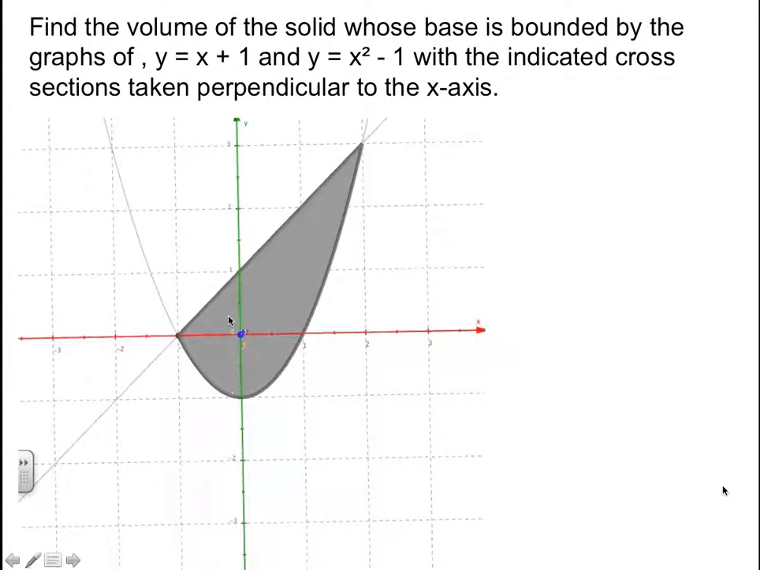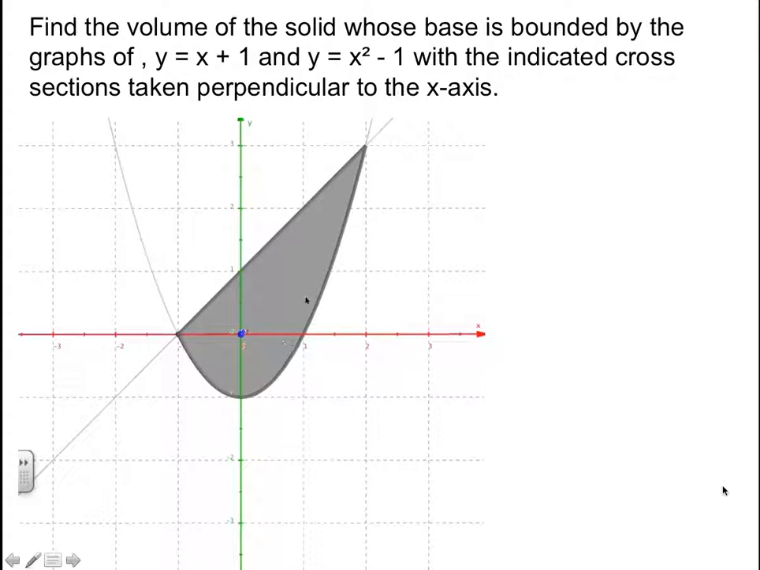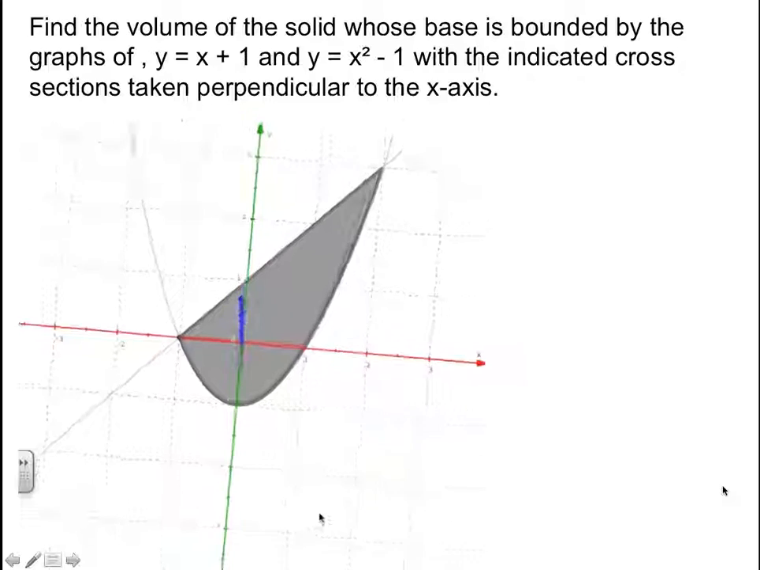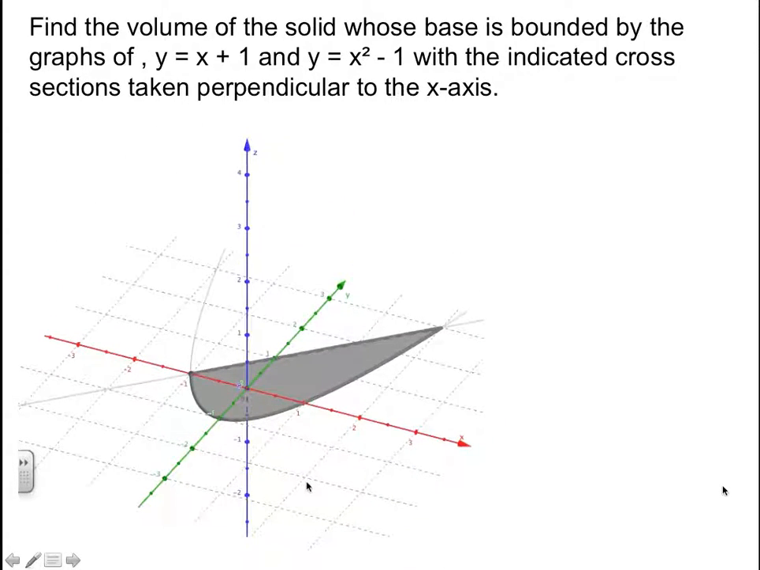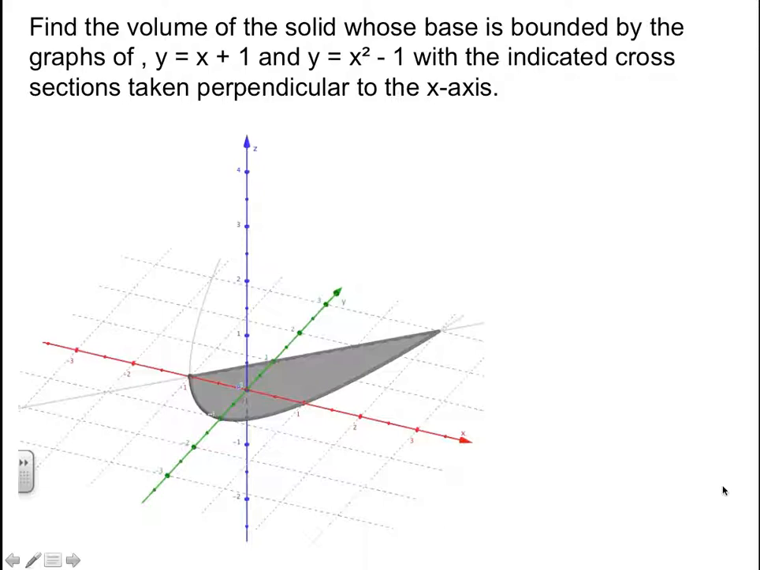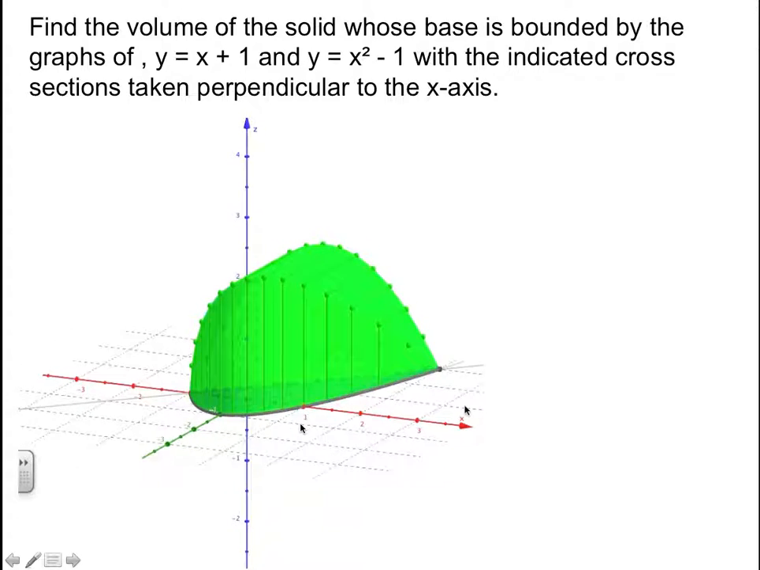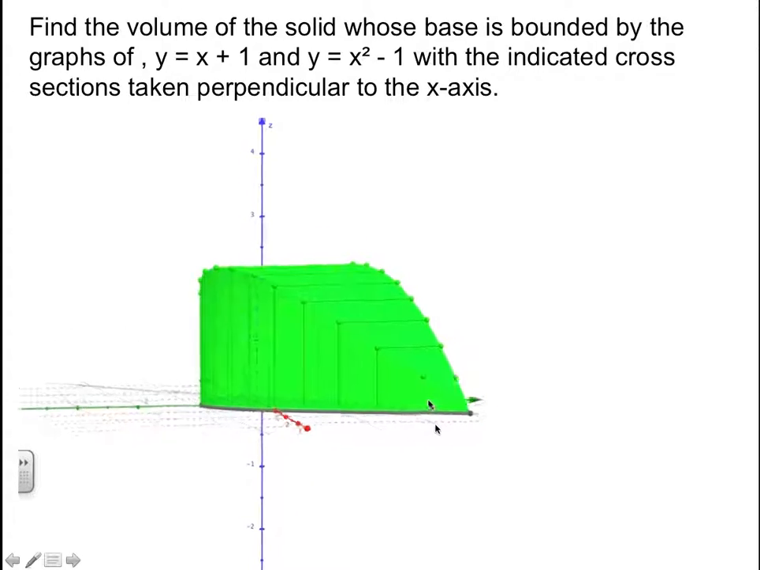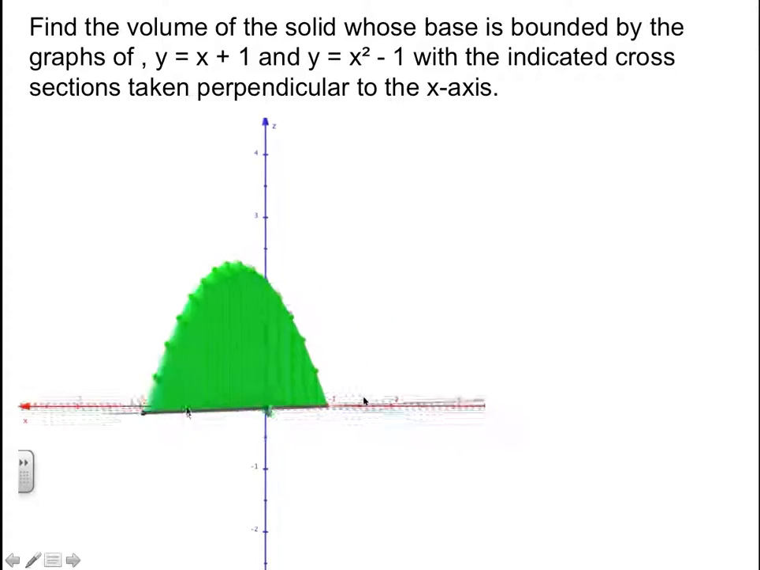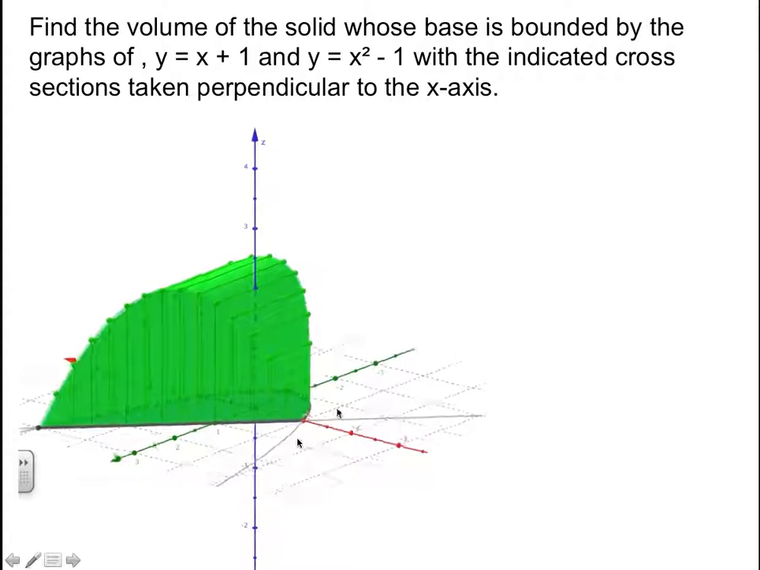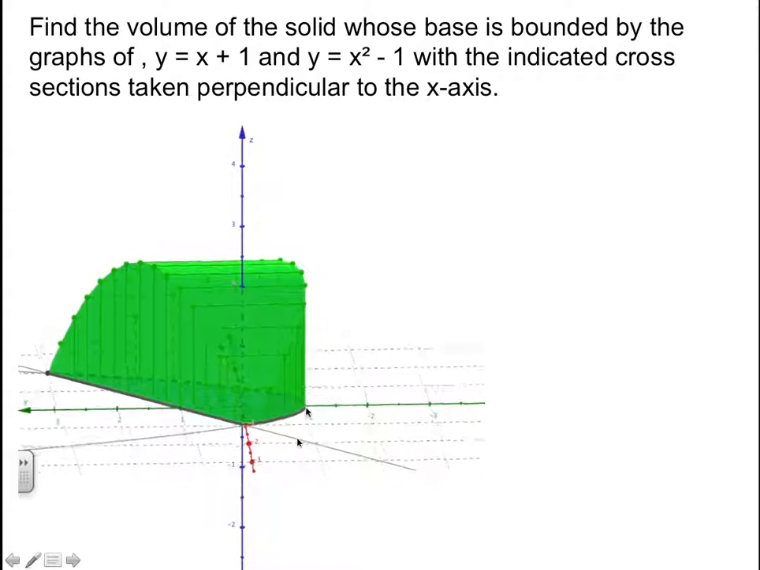So there is my shaded region that I want to build straight up on with squares. And that shaded region is going to have on it the edge of one of the squares. So we can see that the length of the square just goes from the top to the bottom function. And then we get this three-dimensional shape that is curved front to back, and it's also curved on the top, and then on the back side where the line is, it's just a straight vertical surface.